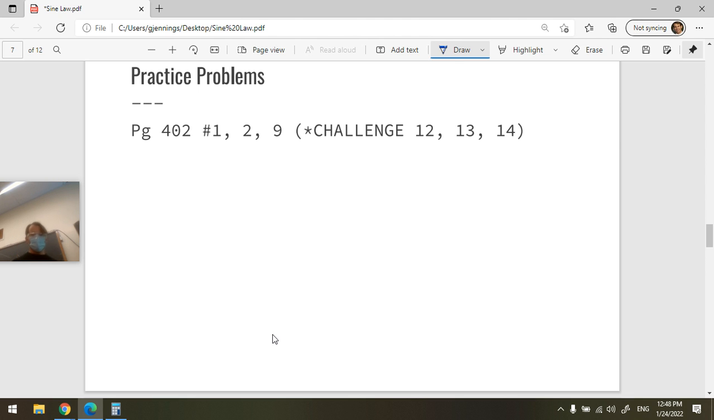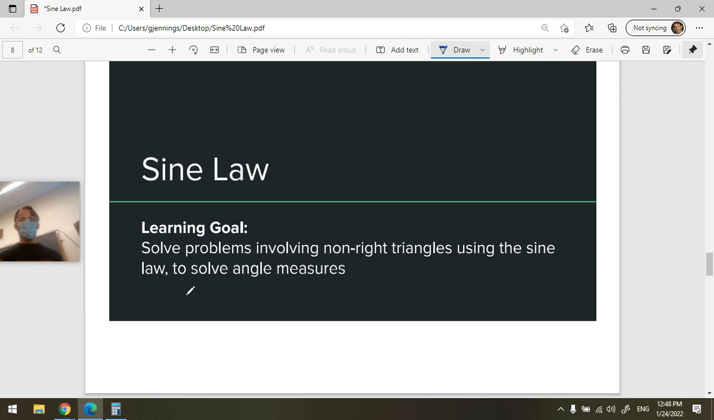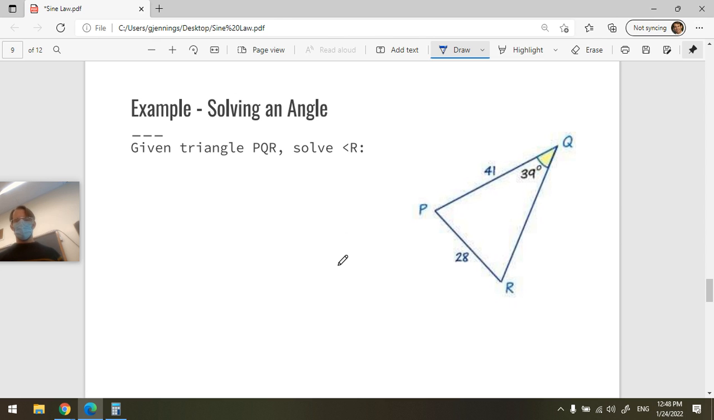Okay. So let's go on. We're going to keep going. Now we're going to use sine law to solve non-right angle triangles and to solve the measures of angles. Okay? Yeah. So now we're going to do some more questions here. So now if I am given two sides here, but I'm not given this angle, and I want to solve for that angle, now what I'm going to do is write my sine law upside down so that I have my angles on top. And that's going to make it easier to solve.